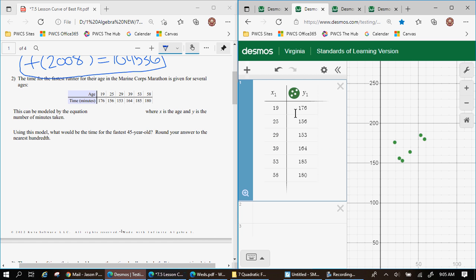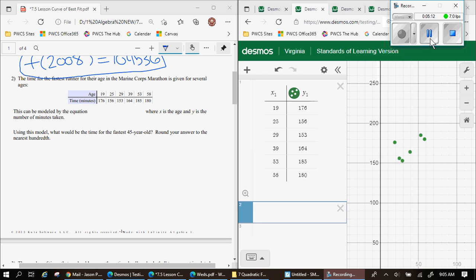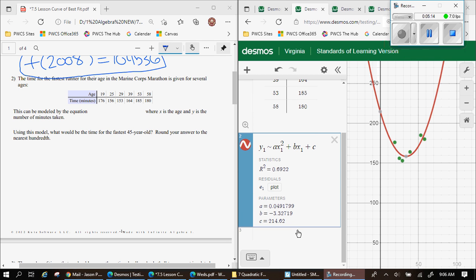I have my data already in the table for age and time. This is for running times based on your age in the Marine Corps Marathon. And so we can, again, type in the equation. And here we go. We get our A, B, and C.